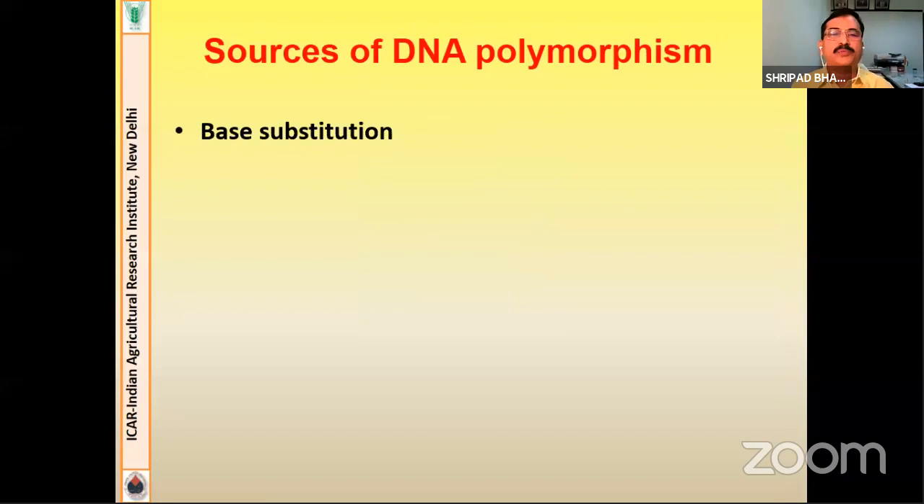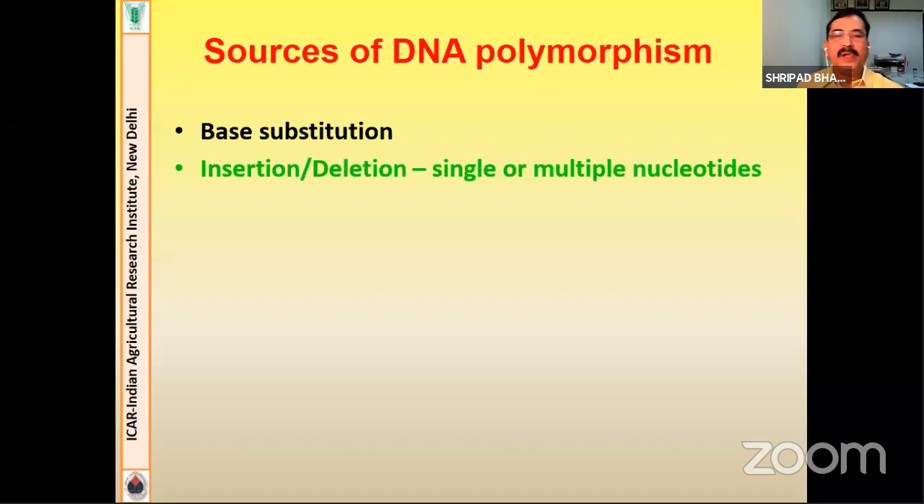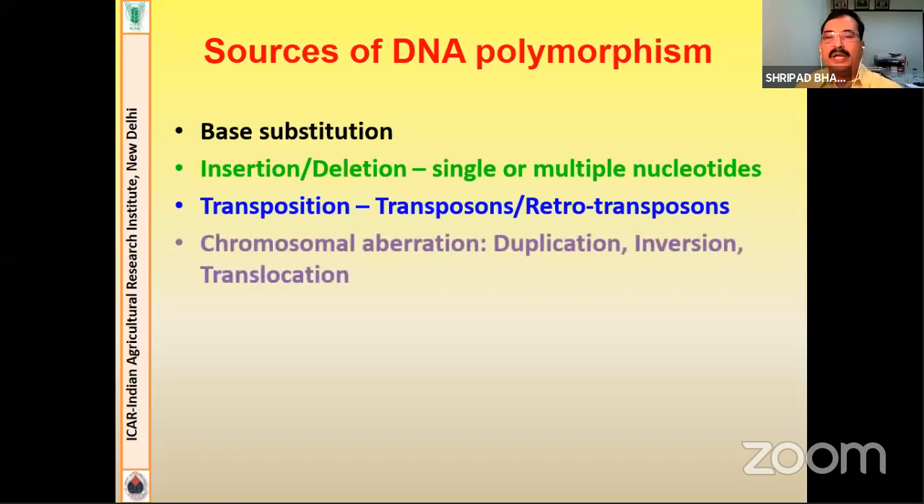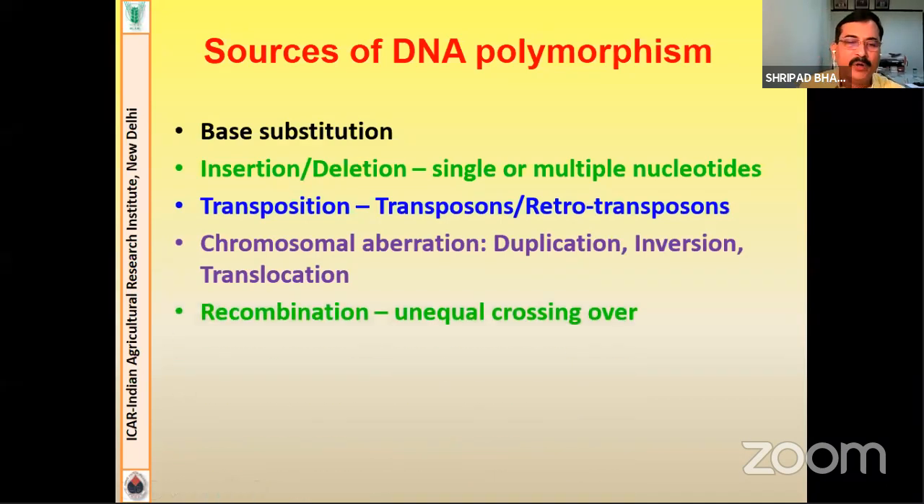Now, where does that polymorphism come from? We will not discuss in detail, but at least you must have the basic information, because you may wonder where they are coming from. One is base substitution. In the DNA sequence, in place of one nitrogenous base, if another base comes, that leads to polymorphism. We'll see some examples. Insertion, deletion, transposons, chromosomal aberration, meaning there may be some duplication, inversion, translocation. They also lead to sources of DNA polymorphism.